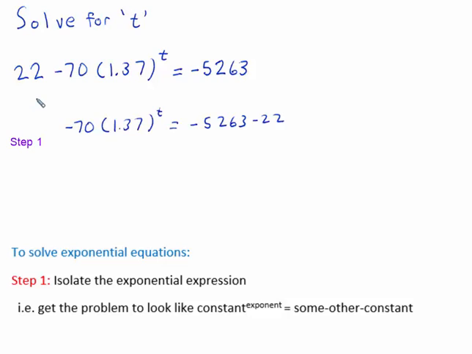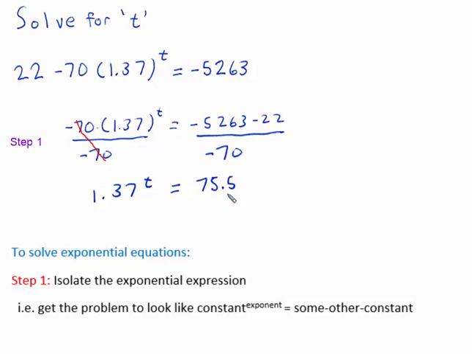So step 1 would start by subtracting the 22 on the left-hand side, in which case it would simplify out, leaving me with just this. I've written that down. But then you'd have to subtract 22 on the right-hand side, so it would look like this. After I simplify this number, since the negative 70 is being multiplied, I'm going to divide both sides by negative 70. Negative 70 divided by negative 70 is 1, so that simplifies out. Anything times 1 is itself, so my left-hand side will simply be 1.37 to the t, and the right-hand side simplifies down to be 75.5.